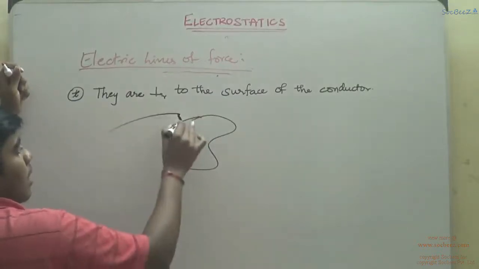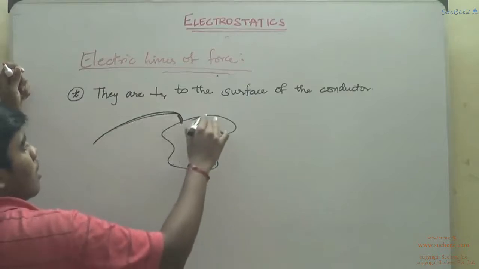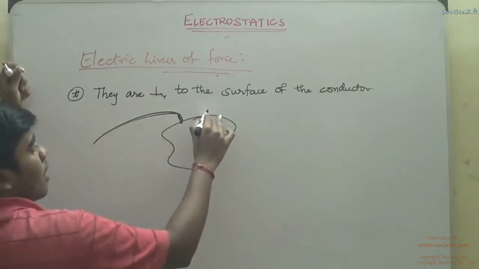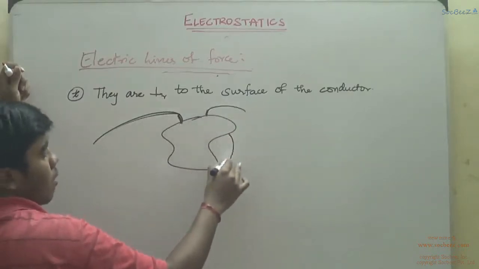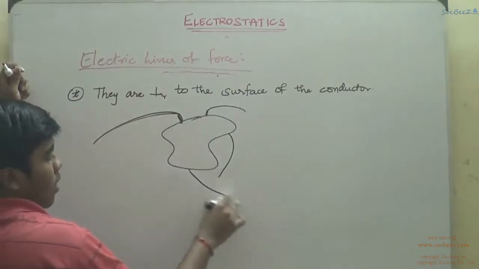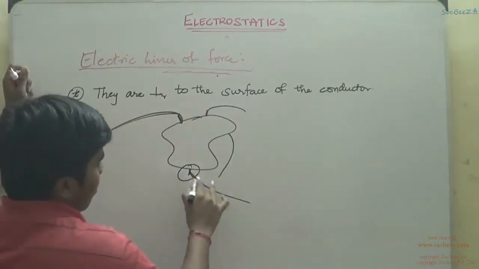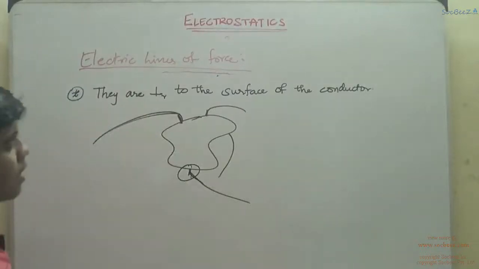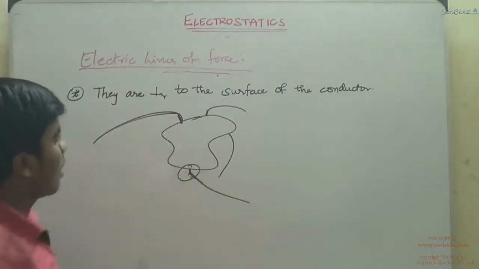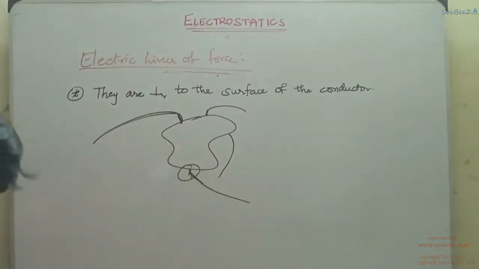After that it may be anything. It may go this way, or it may be perpendicular here and then go this way, this way, or this way. Whatever it is, very close to a charged conductor, the electric field lines will be perpendicular in direction.